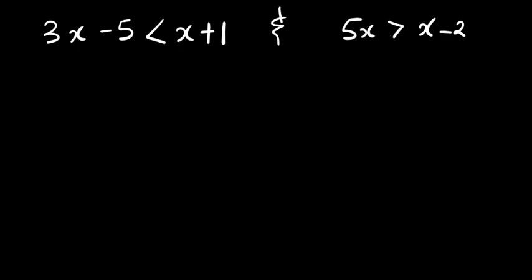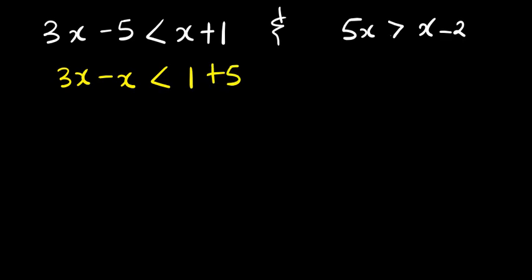So the best way you can solve these ones, solve them the way they are, find the answers and draw them on the number line, so that you'll be able to see where they match. So let's start with the first one. So for this one, I'm going to have 3x. When the x goes to the other side, it becomes negative. So I'm going to have negative x is less than 1. When the negative 5 goes to the other side, it becomes positive 5.